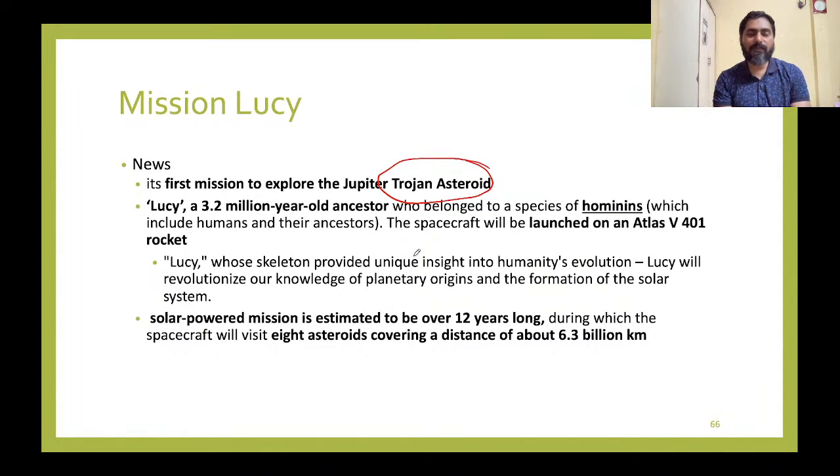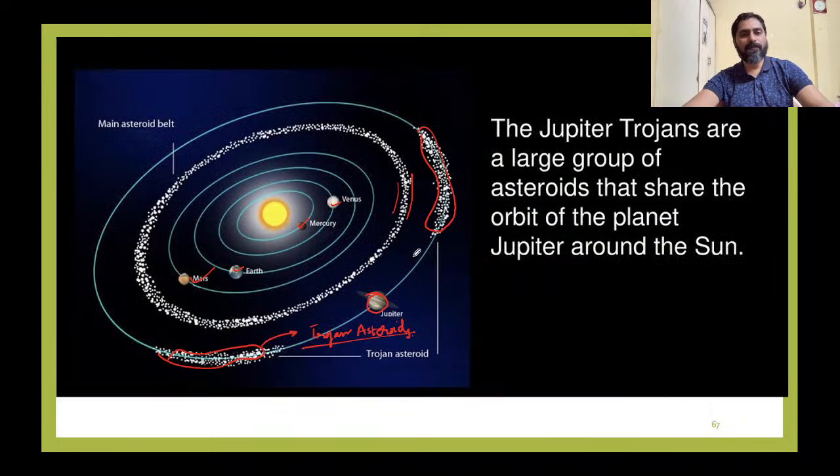Similarly, we believe that asteroids are the leftovers from the formation of the solar system. If we study the asteroids, then we can understand the origin of our solar system itself. Your planets, your moons, they have changed over the millennia, but the asteroids haven't changed over millennia. That is why we are interested in studying asteroids. So this mission Lucy was sent to the Trojan asteroids of Jupiter.